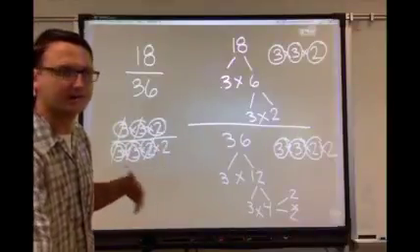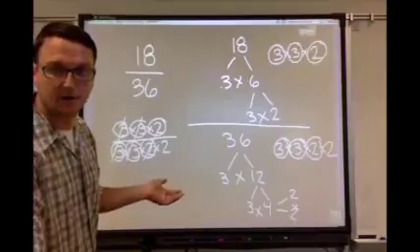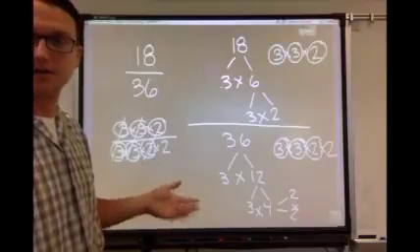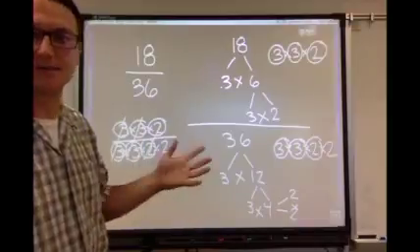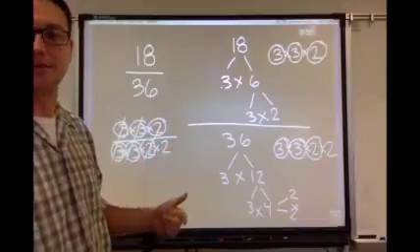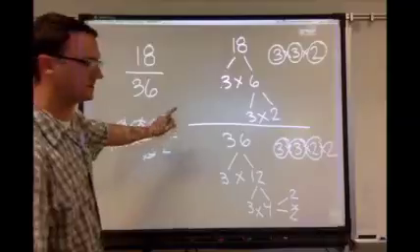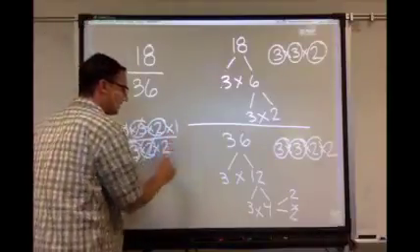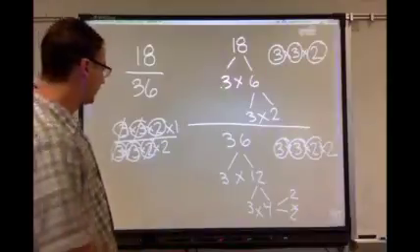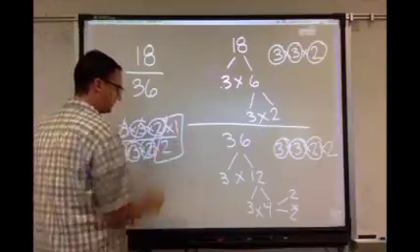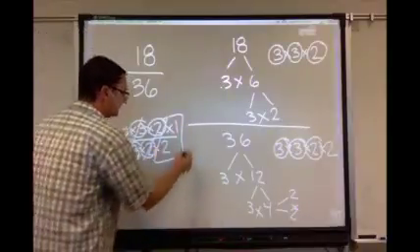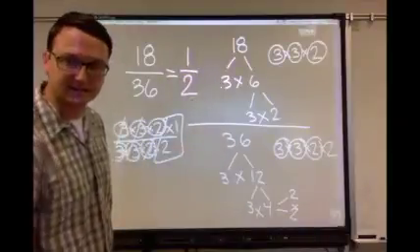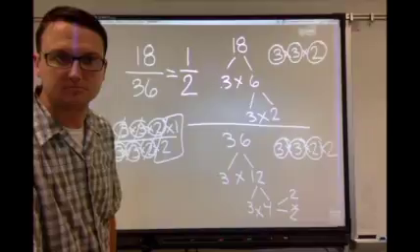What number is anything times itself? Well, we already talked about it. Something times itself is equal to itself. 1 times any number will give you that same number. So if I have 18 times 1, I still get 18. So there's an imaginary 1 there. And so this is what I'm left with: 1 over 2. That is a simplified fraction.